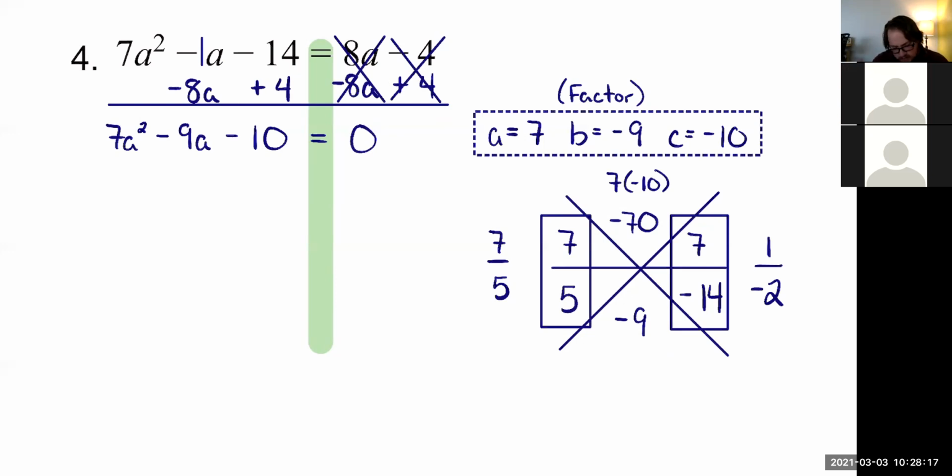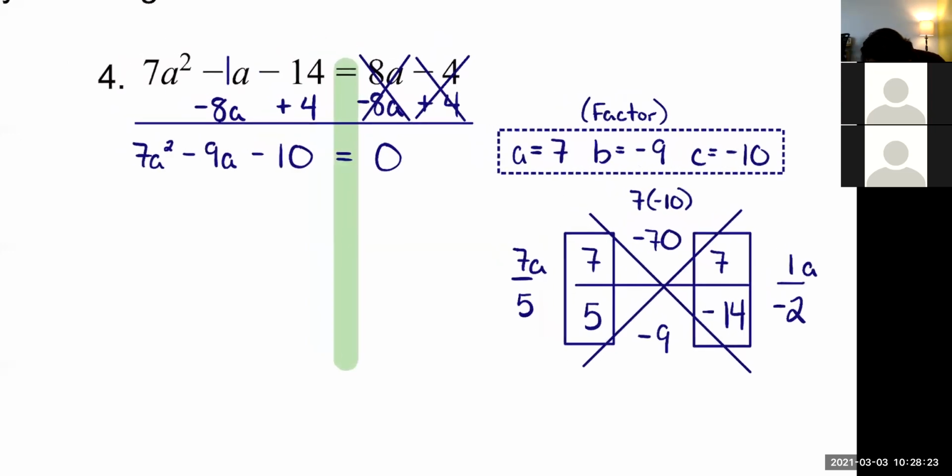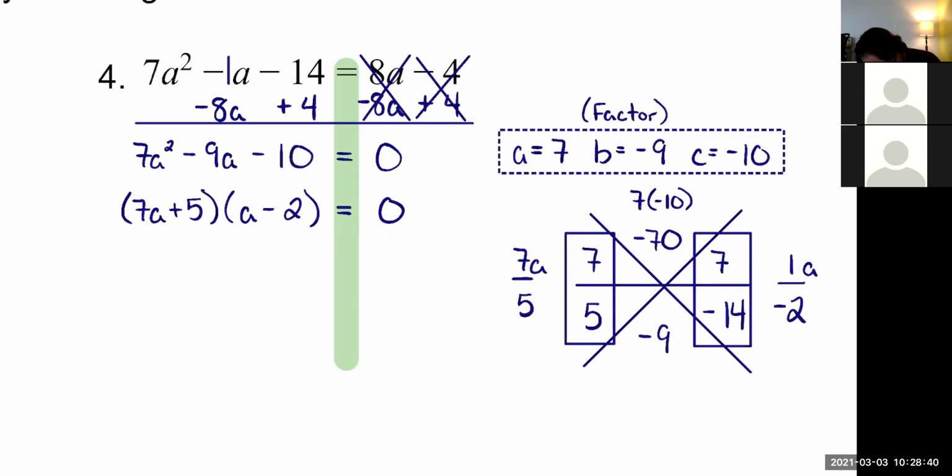It's already simplified down. We have our pairs. I bring back my variable, which was the letter A. So I now have the two binomials, 7a plus 5 and 1a minus 2. Still set equal to 0. Naturally, I put a little guideline in that was way too long. I keep forgetting to write that 0 at the end of it.